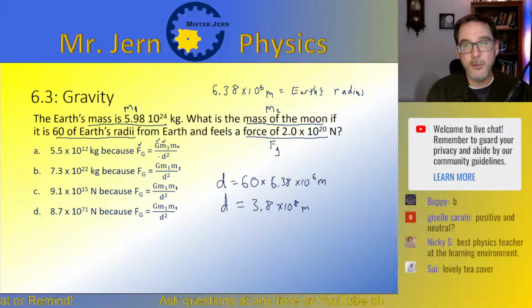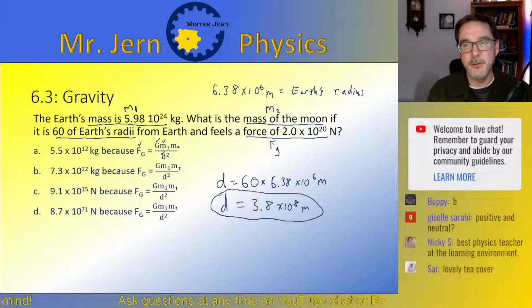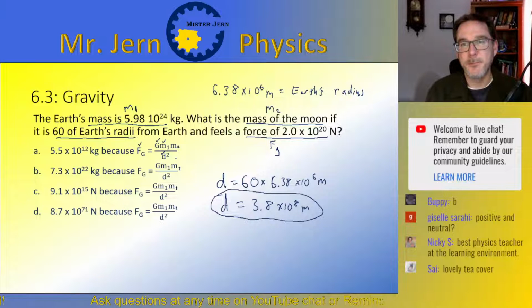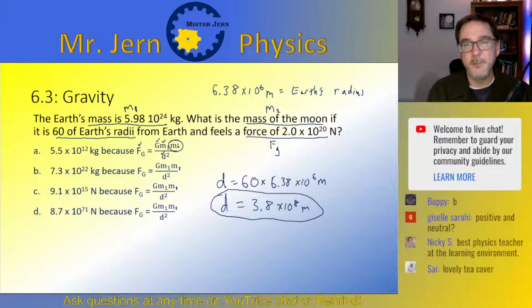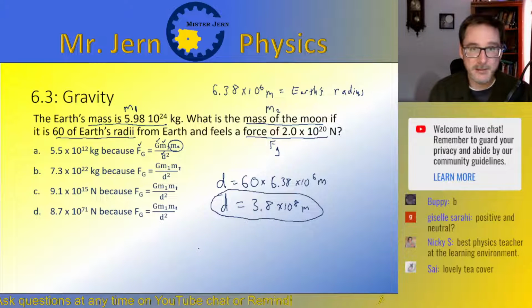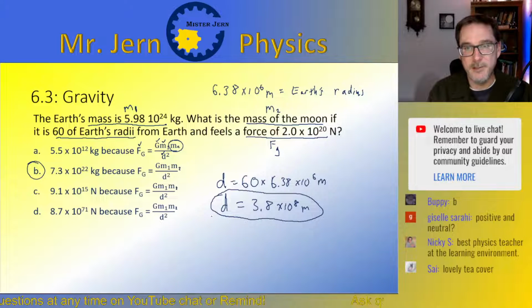We now know the distance squared. This is our distance from the center of the Earth to the moon. We square that, and that'll be the bottom of the equation. We have to solve for M2. So how do we do that? Well, you have to do some rearranging. I'll do it really quick, although to be honest, this is something you should be able to know. I believe the answer is B, by the way.